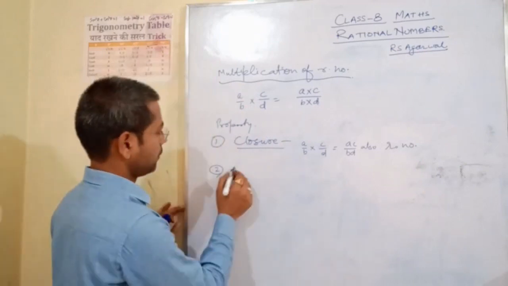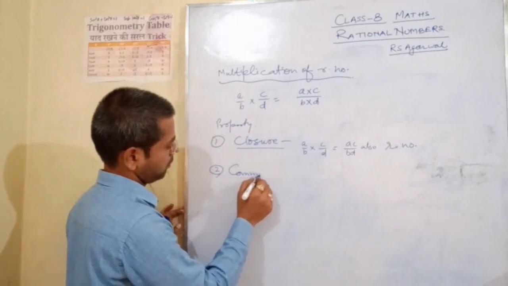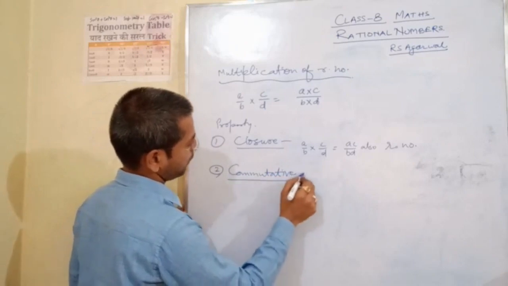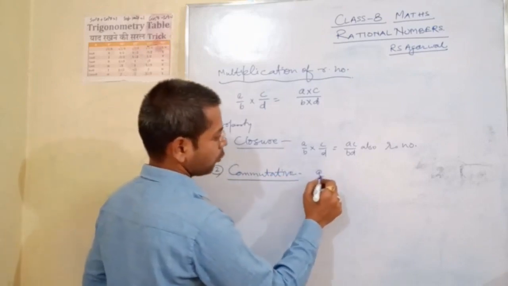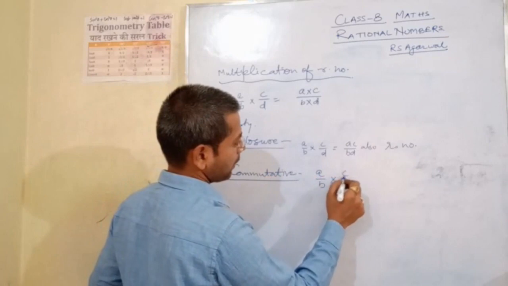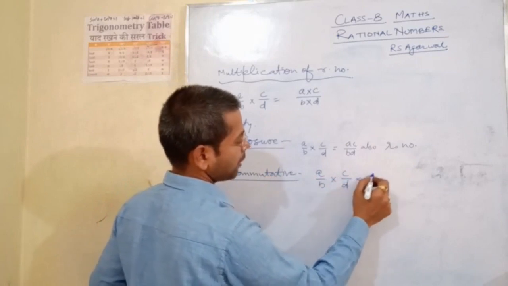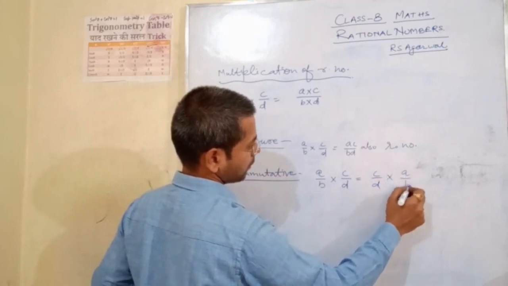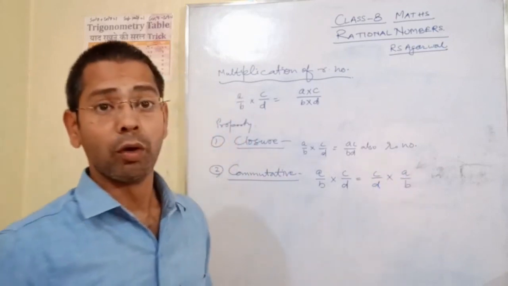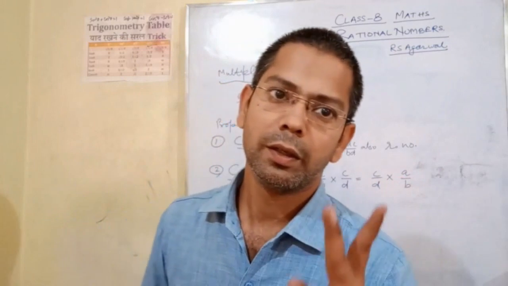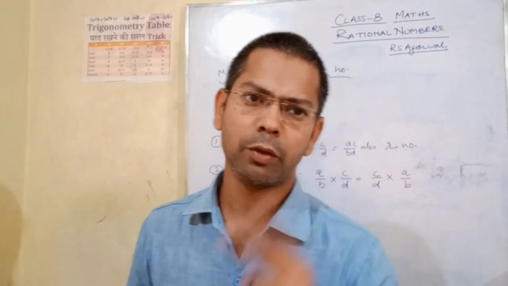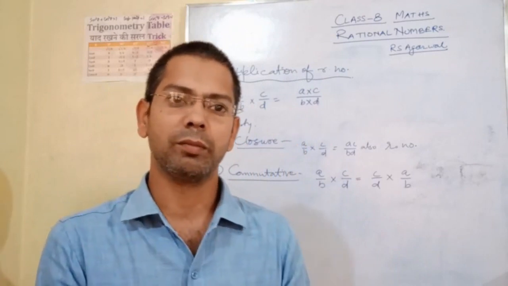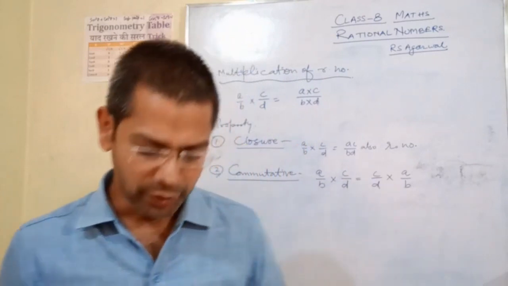Second property, commutative. When two rational numbers are multiplied in two ways, there will be no effect on the result. First number multiplied by second number, or second number multiplied by first number, the result will remain the same.